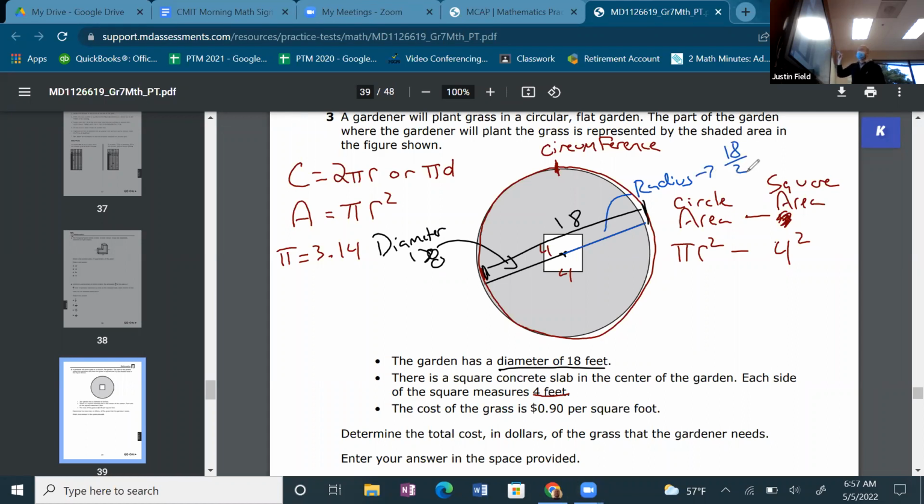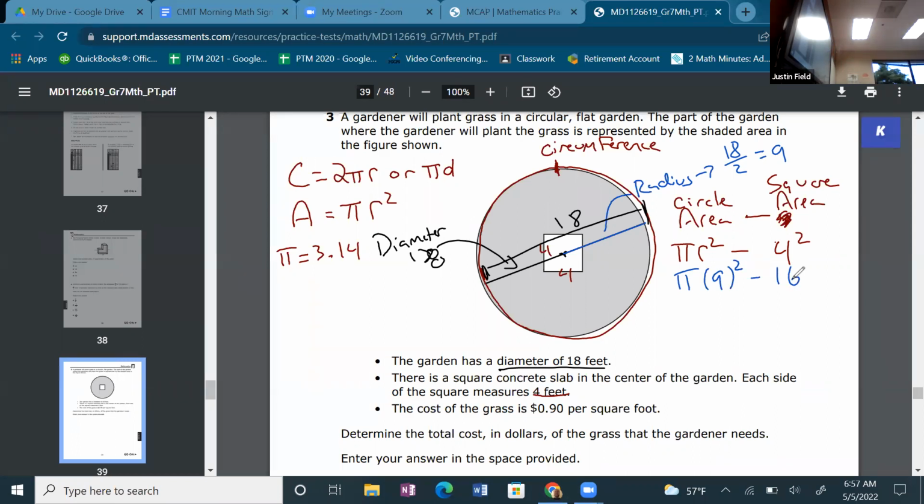Here you go. It's 18 over 2, which is what? So 18 over 2 is 9. Correct? I think you're talking about the formula. Okay, so we got pi times 9 squared minus 4 times 4, which is 16.